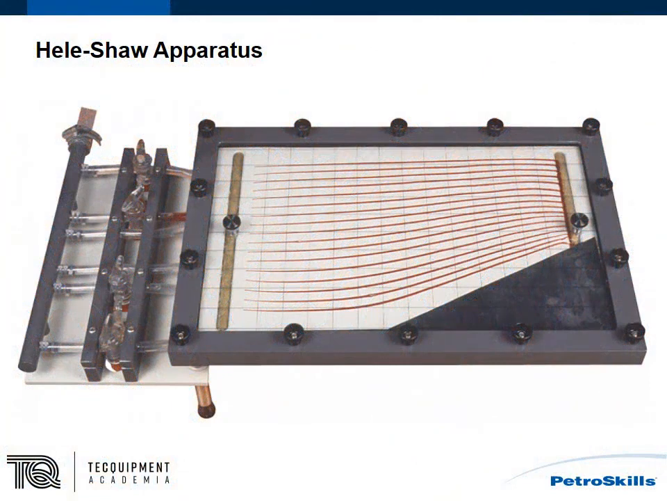Here is an example of a Hele-Shaw cell being used to study flow into a partially penetrating well, where each of the red lines is a trail of ink recording the movement of the fluid from the left to the right. Can you see the analog?